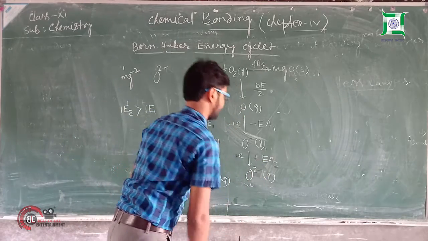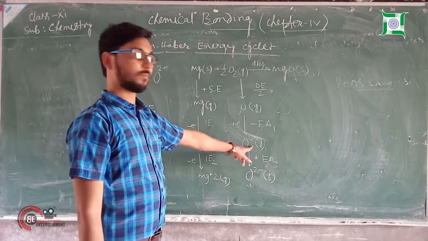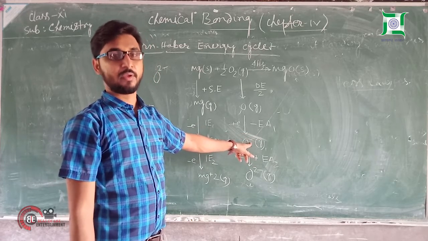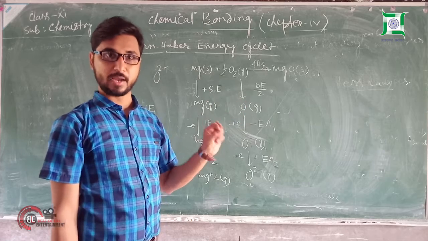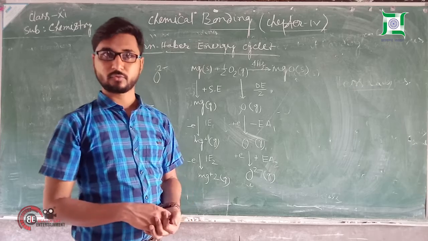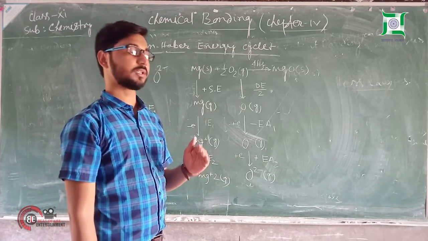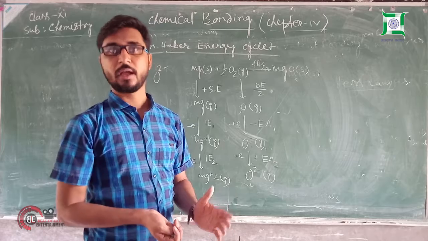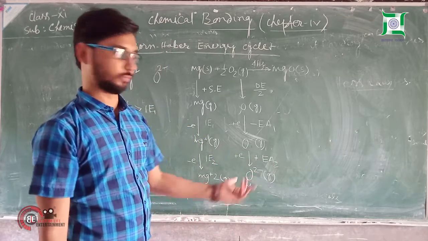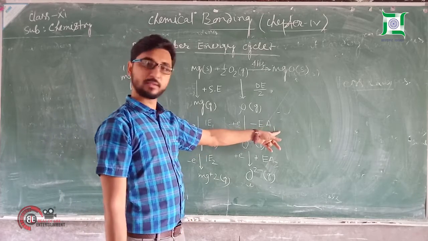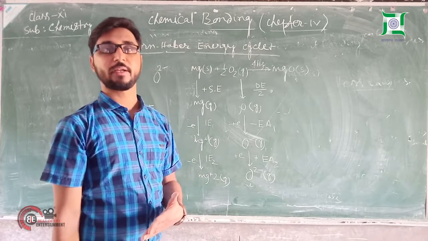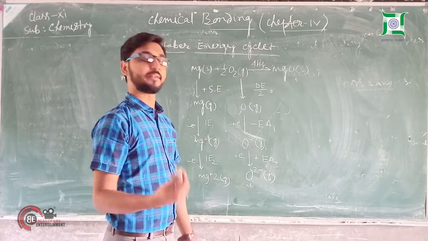So this will be plus, because after the acceptance of one electron, the atom becomes a negatively charged anion, and for such a negatively charged ion, it is very difficult to add another electron into its valence shell. For this process, some amount of energy is required, and this energy is called EA2 or electron affinity 2. So first electron gain enthalpy is negative, and the higher ones, that is second, third, fourth, and so on, are always positive, that is heat requiring.